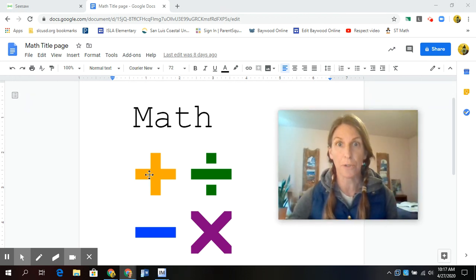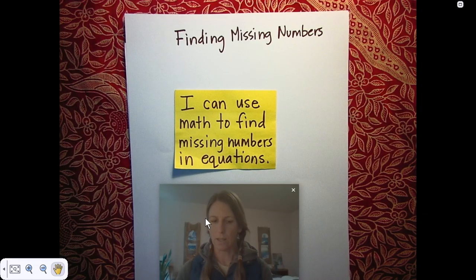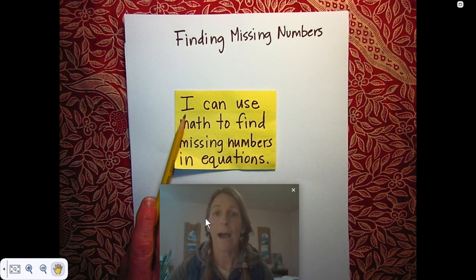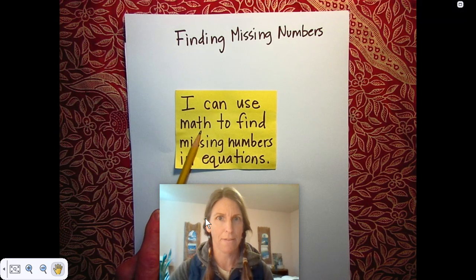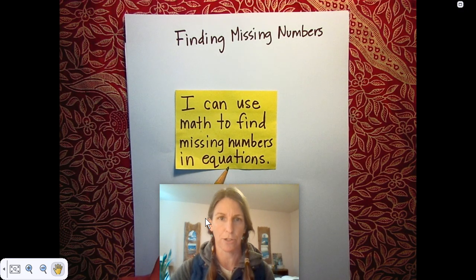And today you are going to find some missing numbers, and you're going to use your addition and subtraction skills and strategies to do that. Let me show you the I can statement. It looks like this. Read it along with me. I can use math to find missing numbers in equations.